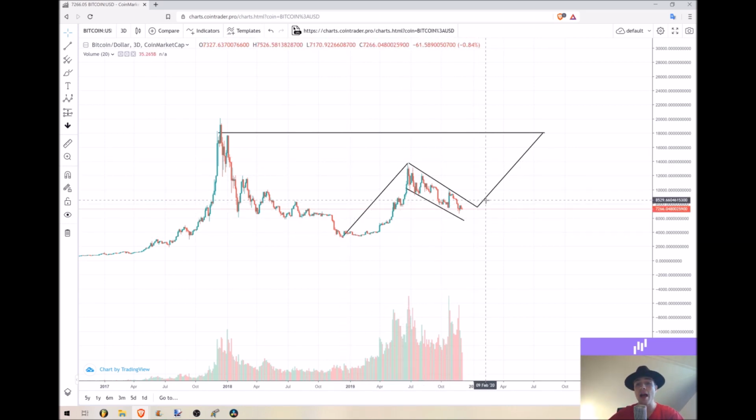The bullish flag pole right here is showing that the 3 wave is coming, and it could easily extend even the minimum target of our 3 wave. So that's my little update on Bitcoin for you guys today.